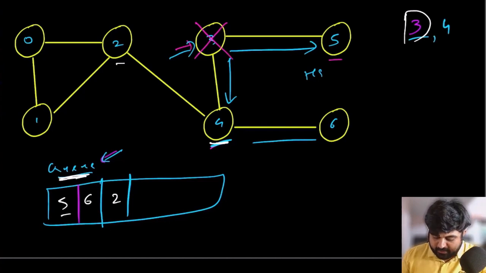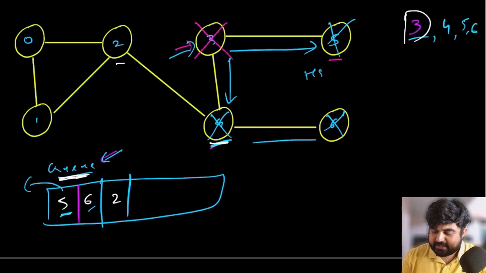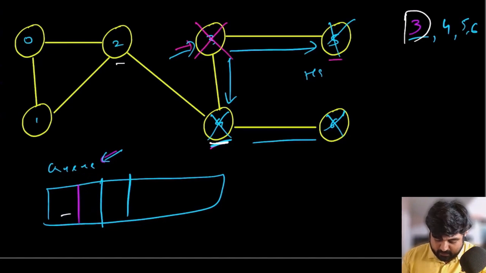Again we repeat the same thing for 5. 5 does not have any neighbors, which means we can pop 5 out, mark it as visited, and we are done with it. Same we are going to do with 6. So after 3 and 4 we are going to visit 5 and 6, and they are all visited, and we are going to dequeue them as well. So currently inside our queue, the only value we are going to have is value number 2.